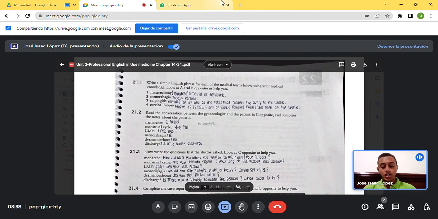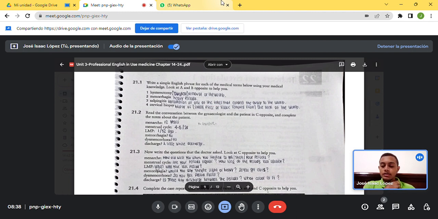Next, discharge. Discharge, eso es cuando las mujeres ya comienzan a eyacular durante el periodo menstrual. Discharge is the answer, patient has a little white discharge, o sea, una pequeña secreción blanca.